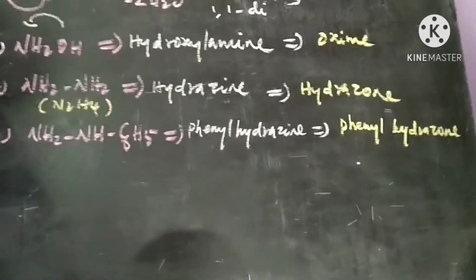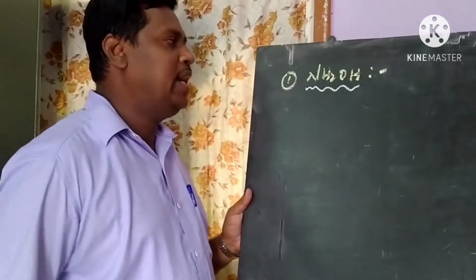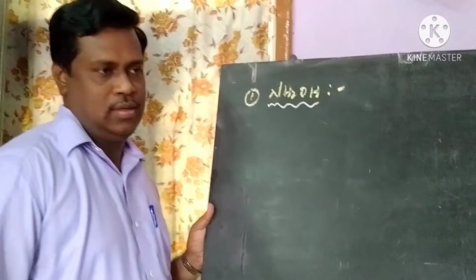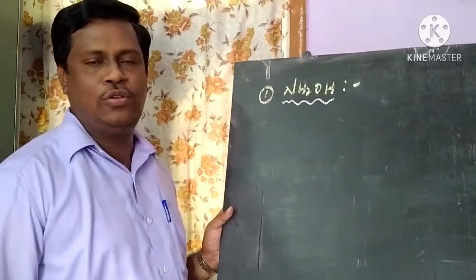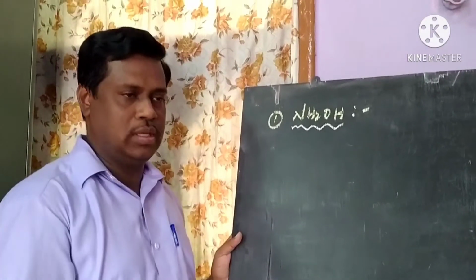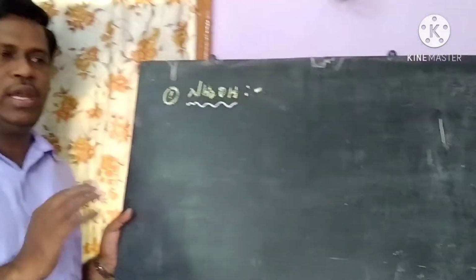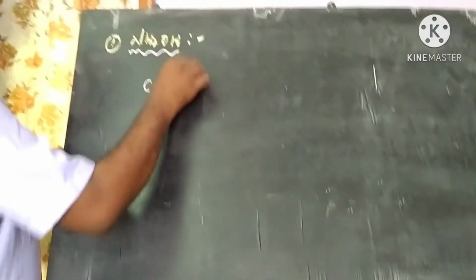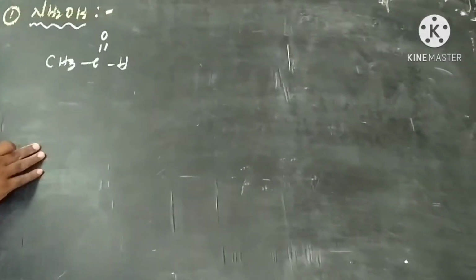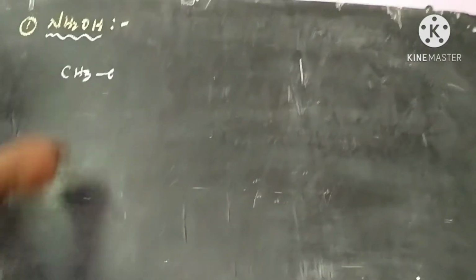Now let's look at the reactions with them one by one. The first one, reaction with hydroxylamine NH2OH. Aldehydes and ketones react with hydroxylamine to form oxime. That is the key point I gave you, and keeping it in mind makes the reactions easy. The first one, acetaldehyde, CH3, C double bond O, H. To make removal easy, I put the double bond O here and H here.